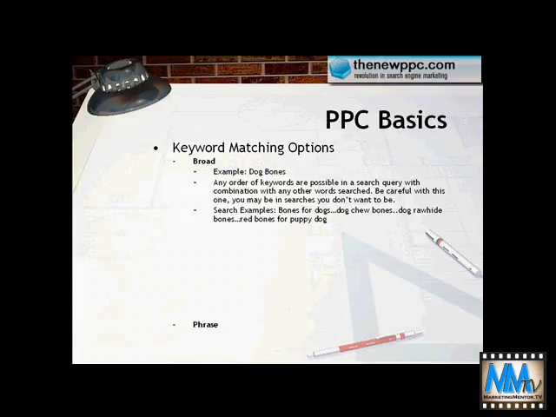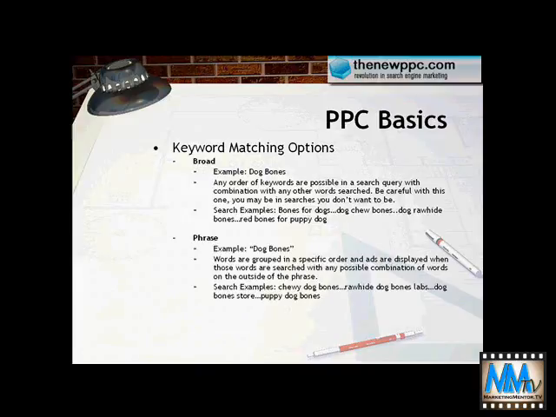The next matching option is a little bit more targeted. It's phrase match. In order to use phrase match in your keyword list, you would put dog bones in quotation marks. What this does is group the words together. So anything in between the quotation marks is going to be grouped together, and people could do searches and add keywords before or after that group. Again, they're grouped together, so it's a little bit more targeted to the keyword that you're looking for. Some examples of that would be chewy dog bones, rawhide dog bones labs, dog bones store, puppy dog bones, and all these examples have dog bones together.